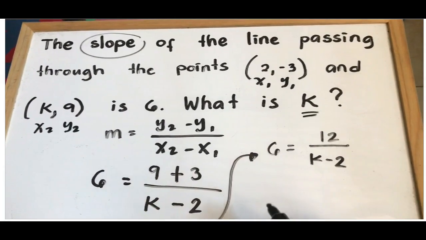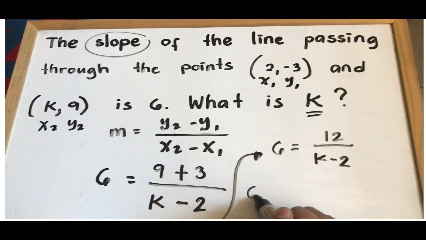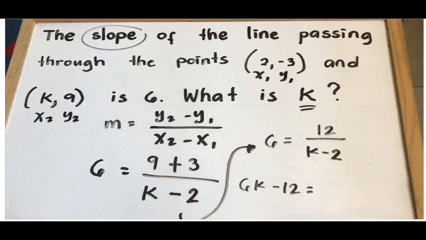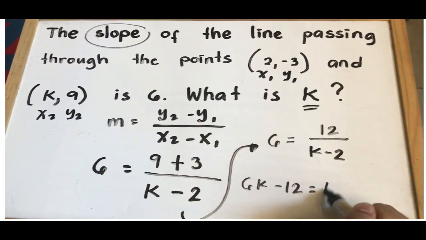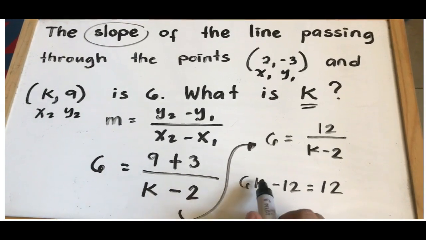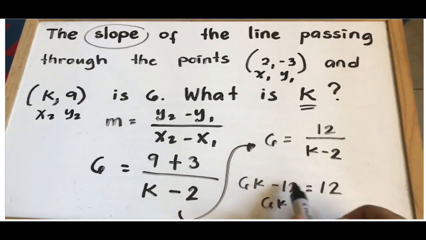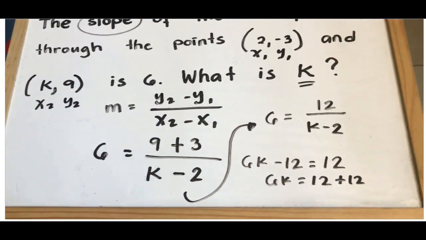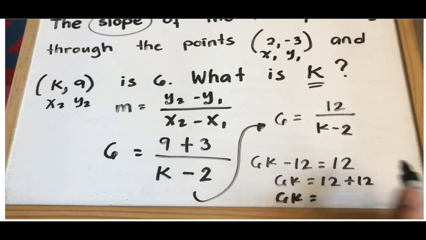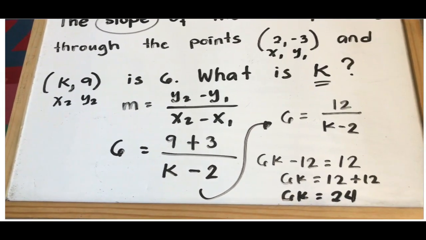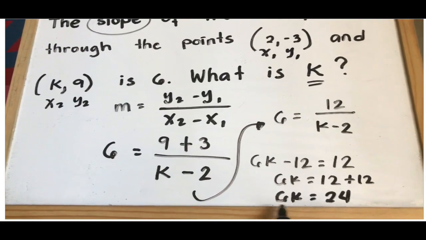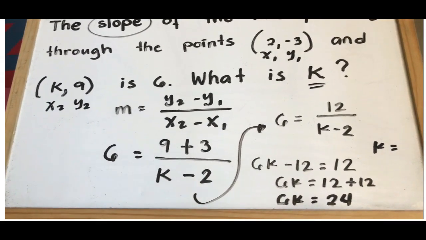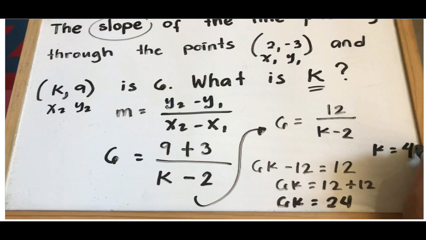Now, cross multiply. So, 6 times k, 6k, minus 6 times 2, 12, is equal to, copy 12. 6k is equal to transpose 12 plus 12. 6k is equal to 12 plus 12, 24. To get k, divide by 6. So k, 24 divided by 6, 6, 12, 18, 24. So the value of k is 4.